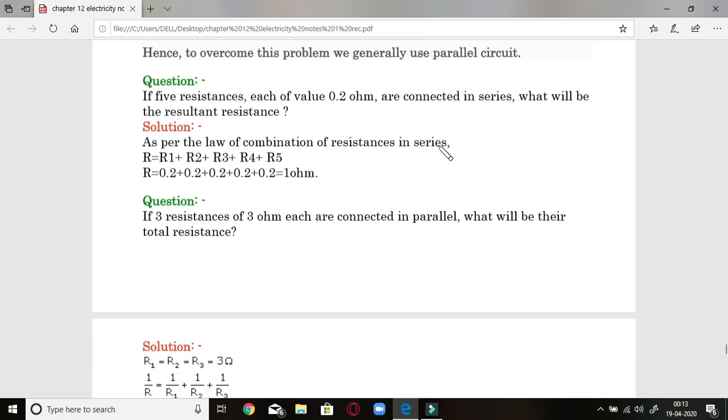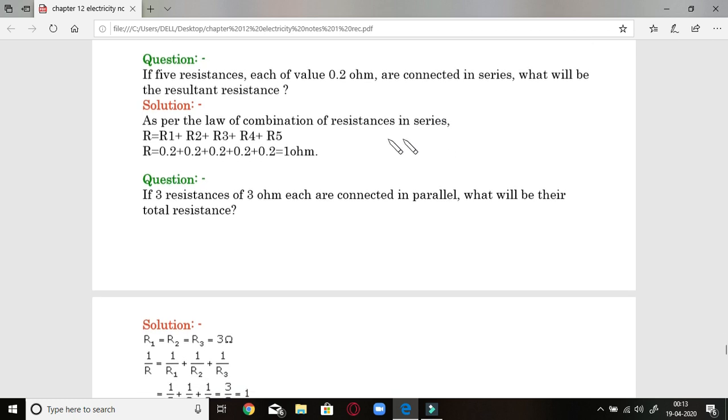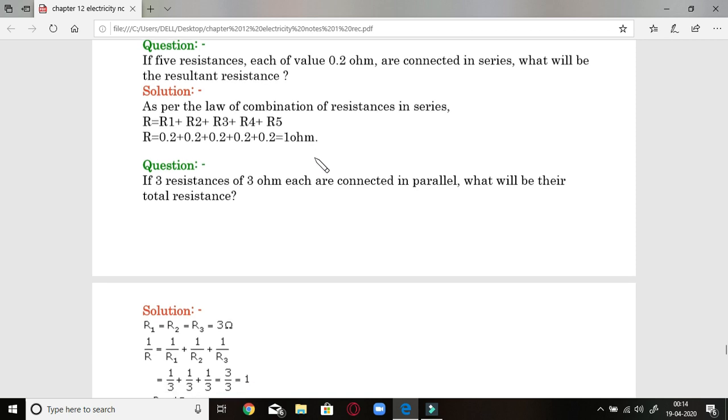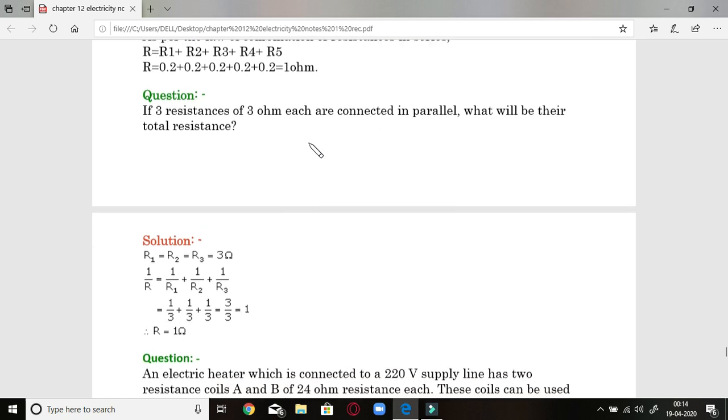Let us see some of the numericals used here. If 5 resistances each of value 0.2 ohm are connected in series, what will be the total or resultant resistance? So we will use this formula: R is equal to R1 plus R2 plus R3 plus R4 plus R5. So R will come out to be 1 ohm. It is so big, right? We have used 5 resistances and all of them are of very small value, but ultimately the effective resistance will be very high in series.